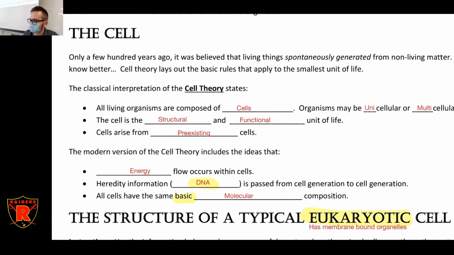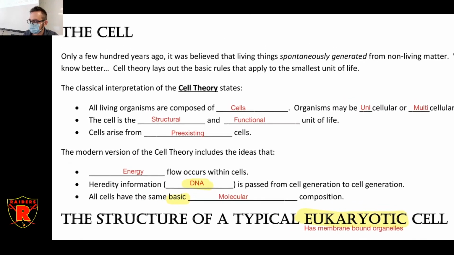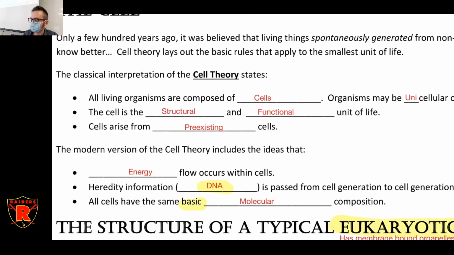Some of the extra stuff that we've added since the original cell theory is this idea of energy flow occurring within cells. That's the idea that cells use some type of metabolic process to take in and release energy to use it within the cell. We're going to talk about some of the molecules that are involved in that metabolic process tomorrow, probably tomorrow.